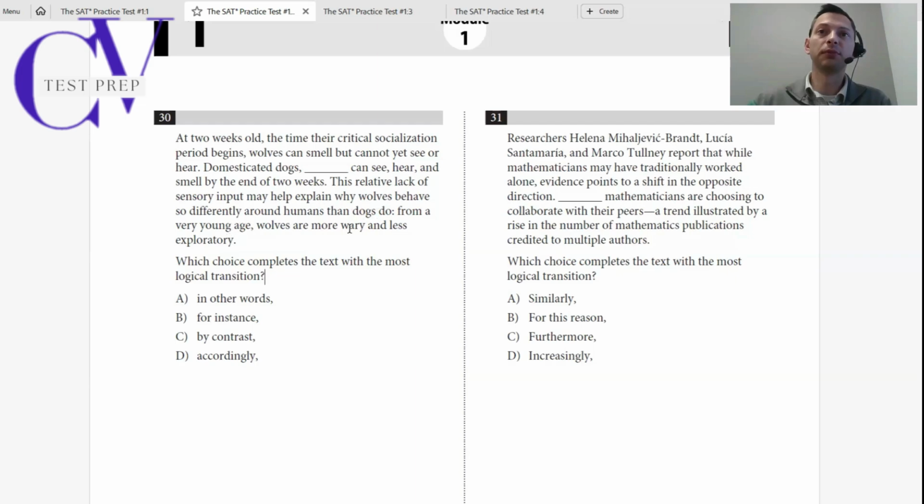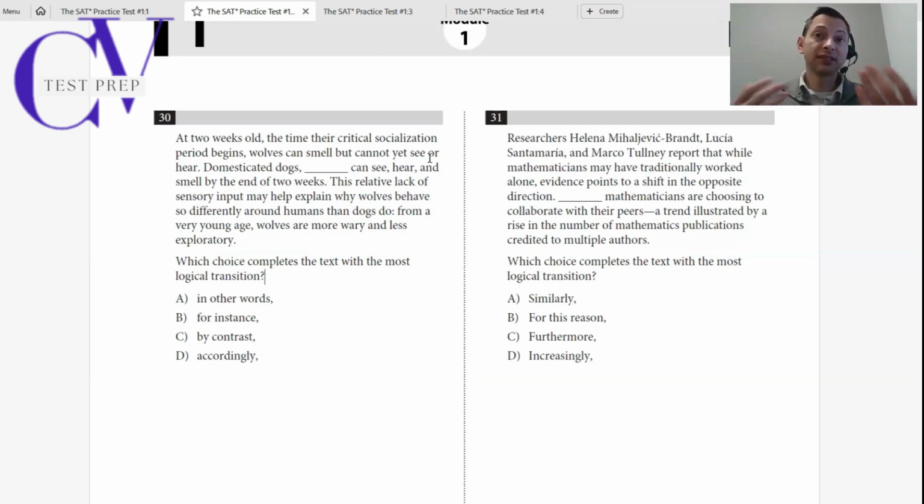From a very young age, wolves are more wary and less exploratory. So what's the relationship between the two sentences? The first sentence says at 2 weeks old, wolves can smell but can't see or hear. The next sentence is saying domesticated dogs can see, hear, and smell. So it's actually contrasting the previous sentence.